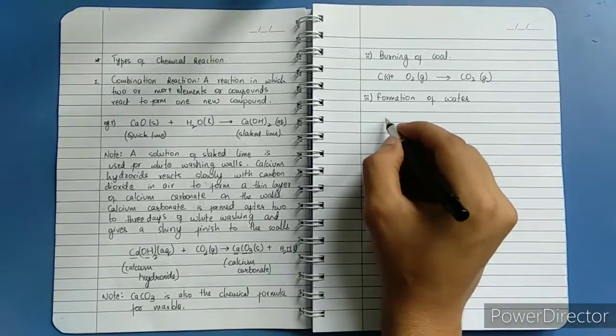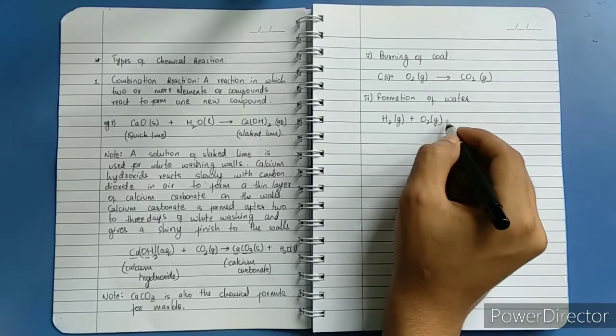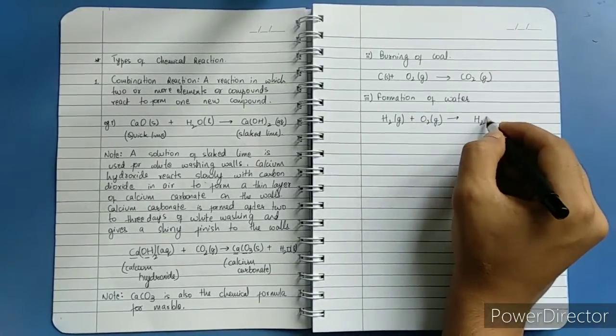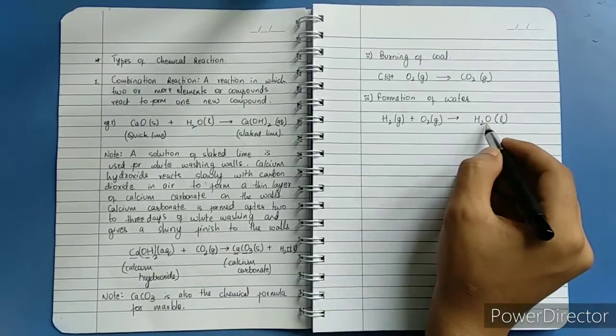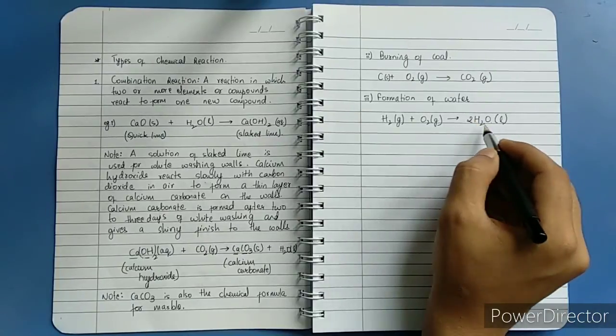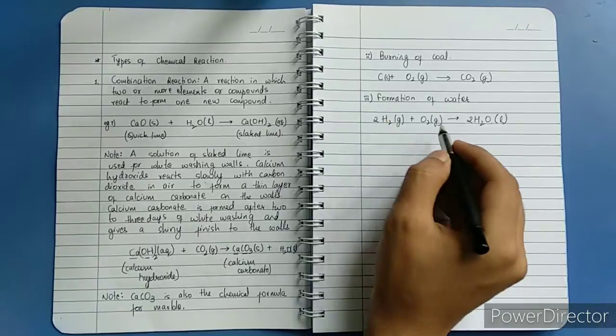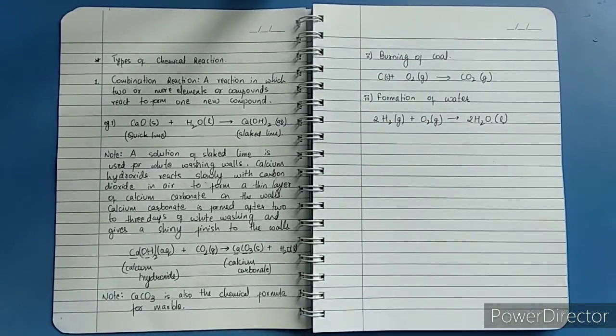And the last example, formation of water. So hydrogen gas and oxygen gas react to form water, that is a liquid. H2O has 1 oxygen, O2 is here, so we put 2 over here, 2 ones are 2. So we made hydrogen 4, oxygen 2, hydrogen 4, oxygen 2. So the reaction is balanced.